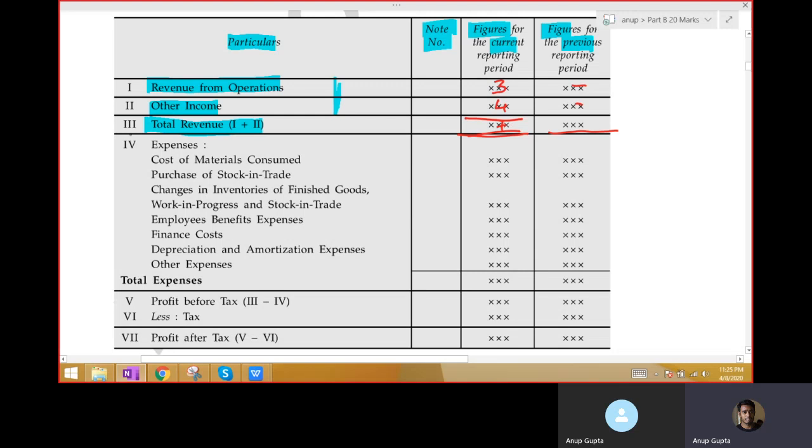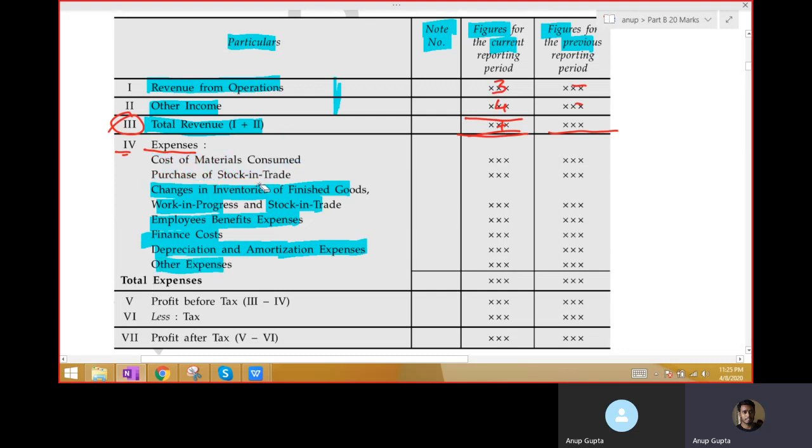So this is number 3. Then we start with number 4. In here we record all the expenses. So the expenses like cost of material consumed, purchase of stock in trade, changes in inventories of finished goods, work in progress or stock in trade, employee benefit expenses, finance cost, depreciation and amortization expenses, and other expenses.